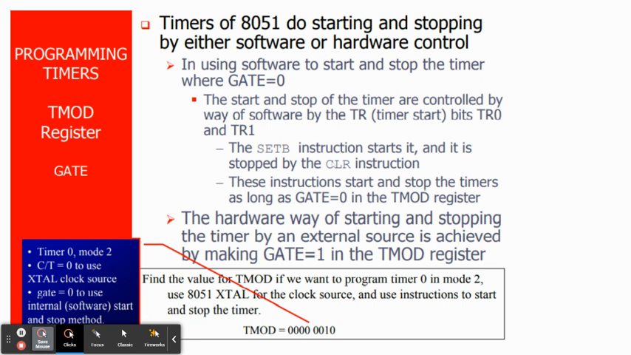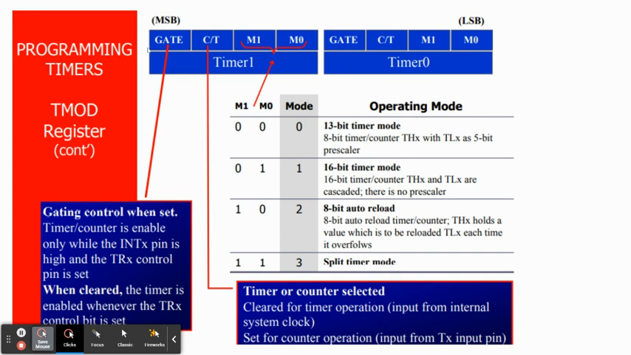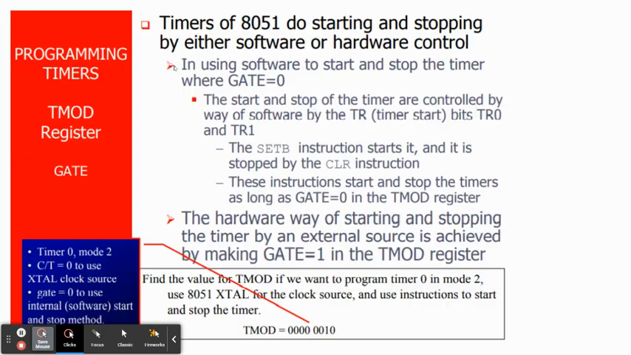That's easier than assembly. Now, these instructions start and stop the timers as long as the gate is equal to zero in the TMOD register. In other words, if your gate here is not zero, you make it one, then this software way will not work. You cannot set the timer to zero or one to start or to stop it. So the hardware way of starting and stopping the timer by an external source will be done if you make the gate equal to 1.